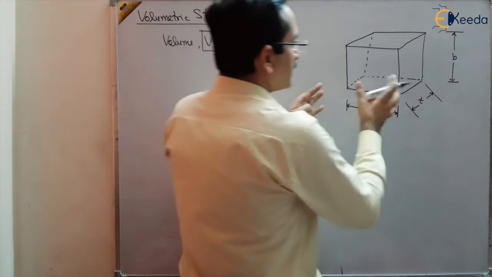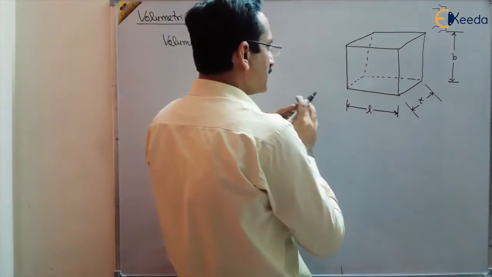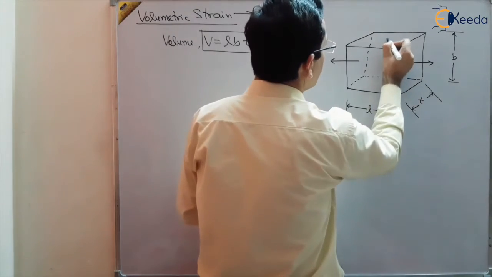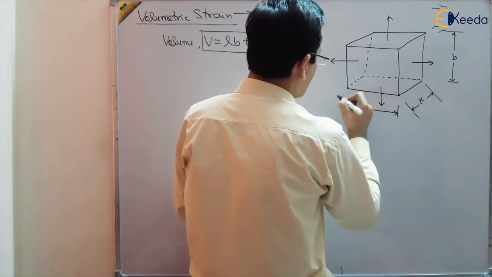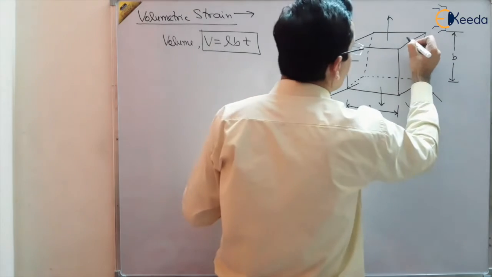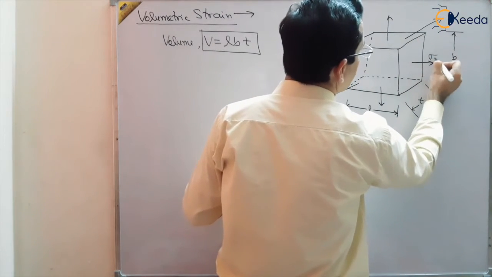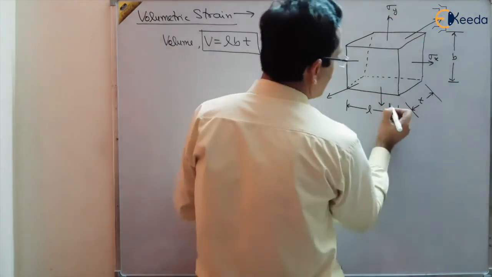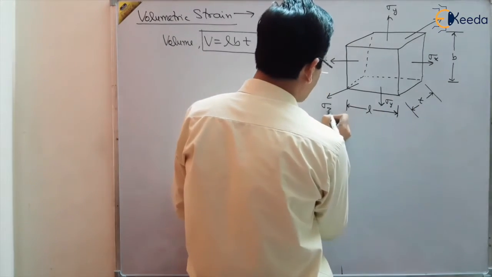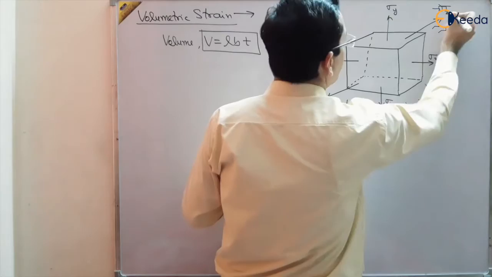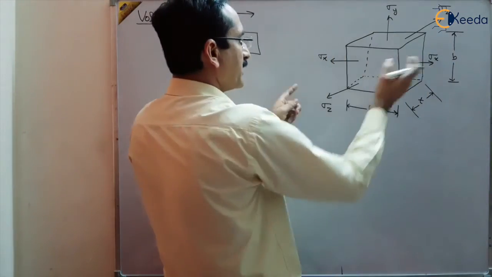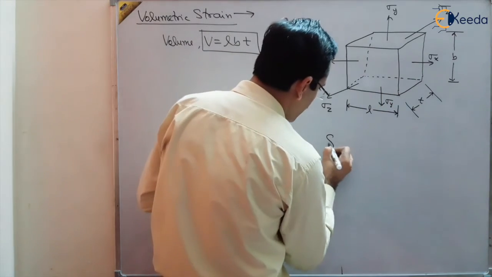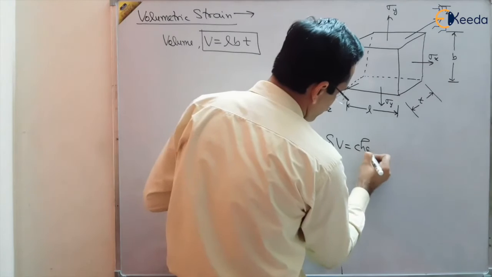And suppose we have applied some forces on this in 3 directions. Suppose some forces are applied or some stresses are applied in this material in 3 directions. Say these are the 3 directions, X, Y and Z. Stress developed in this material is sigma X in this direction, sigma Y in this direction, and sigma Z in Z direction. So due to this there is some change in volume of this material, delta V. This is the change in volume.